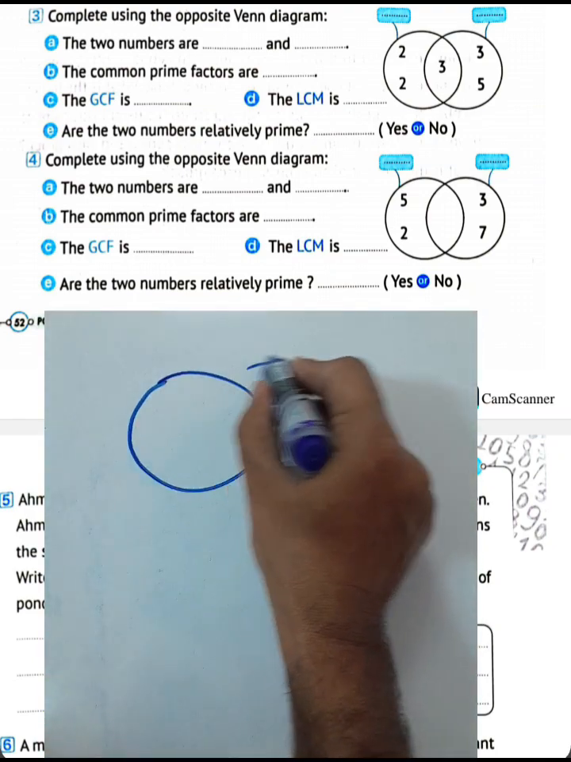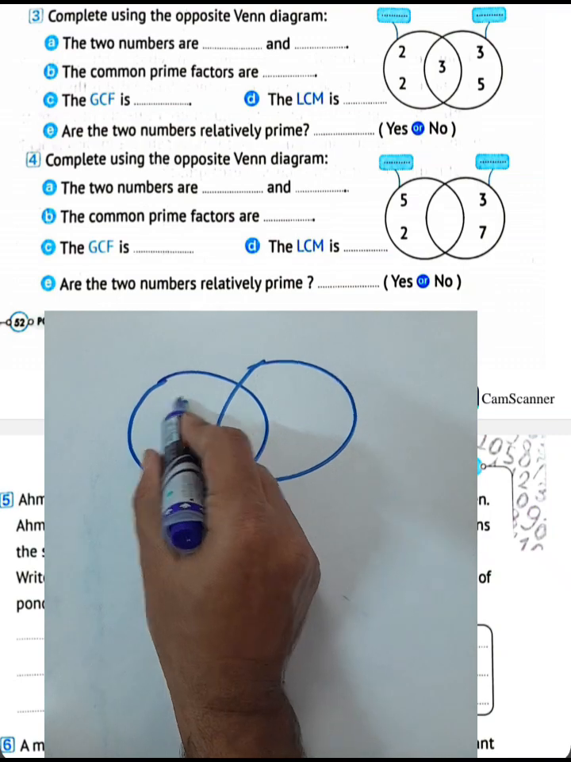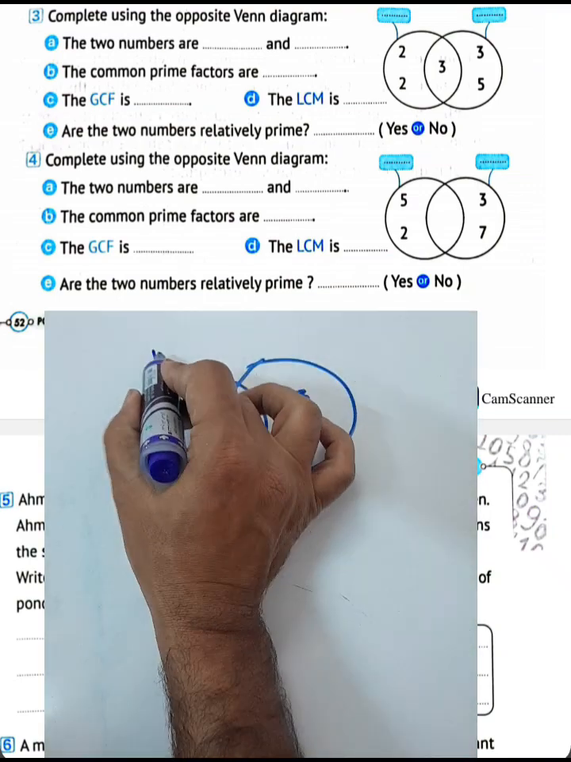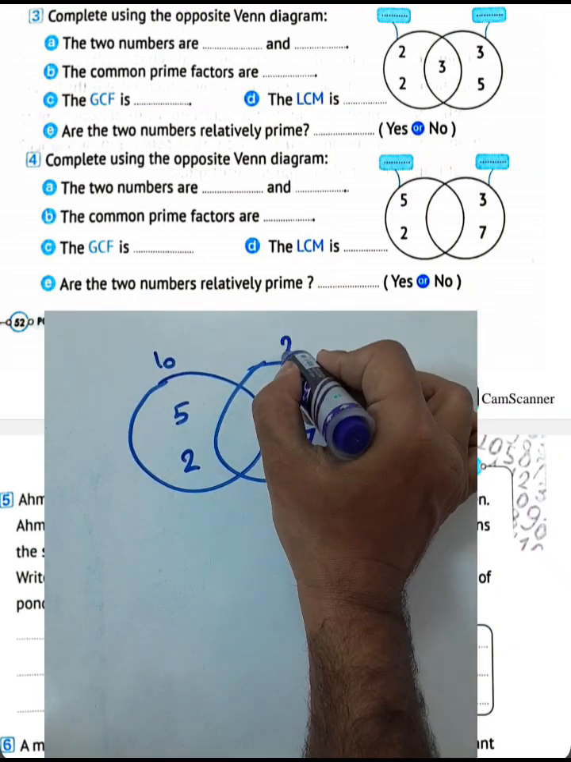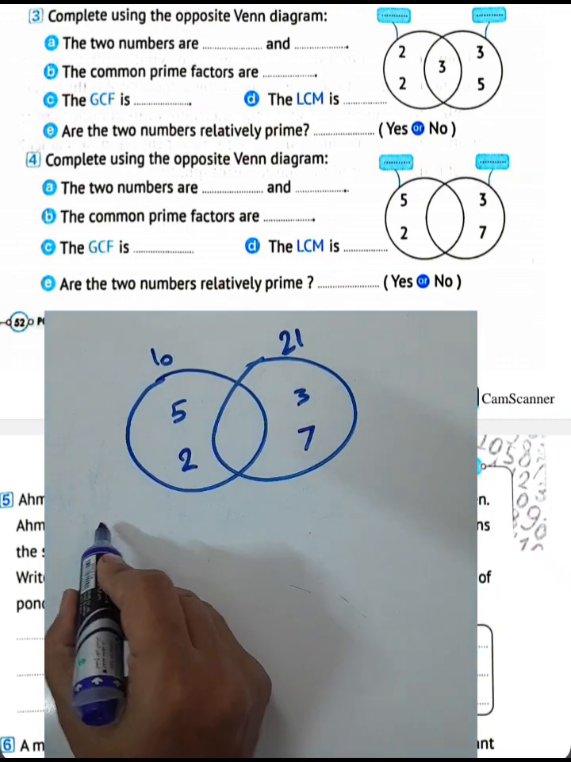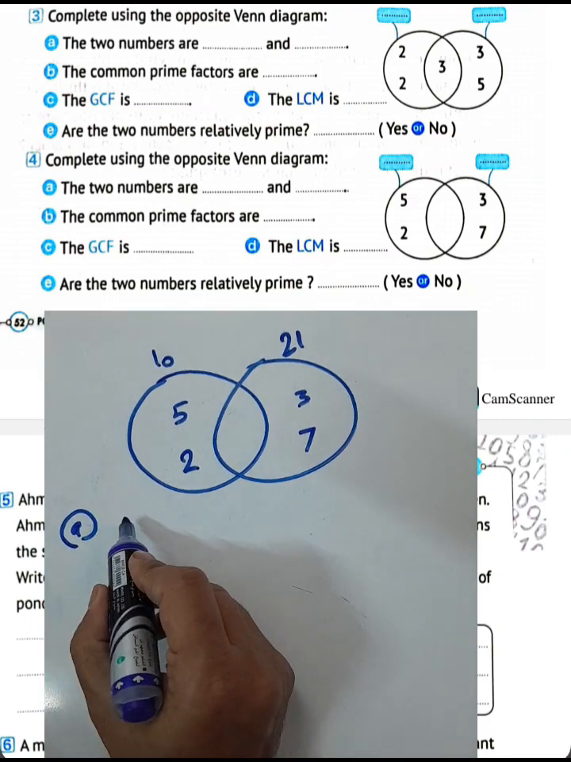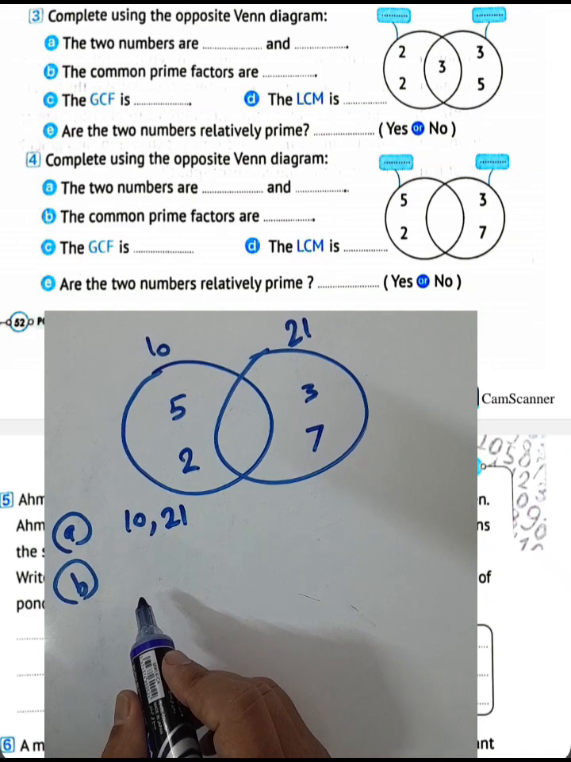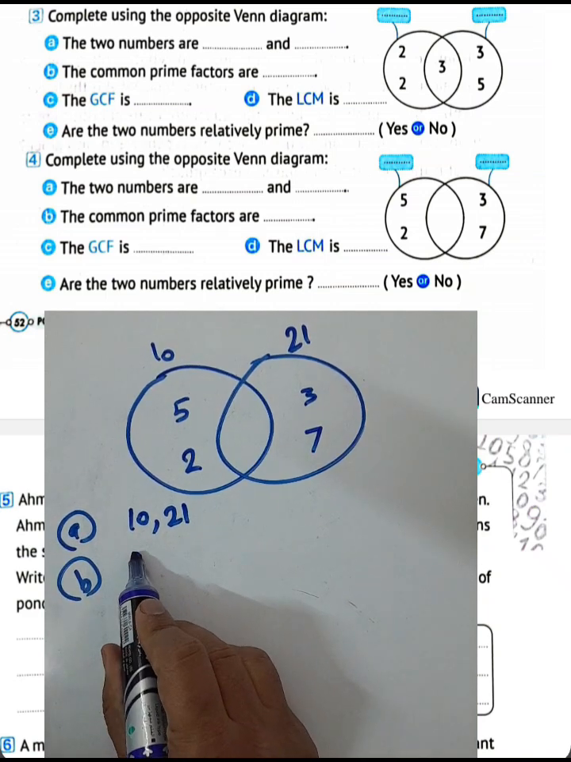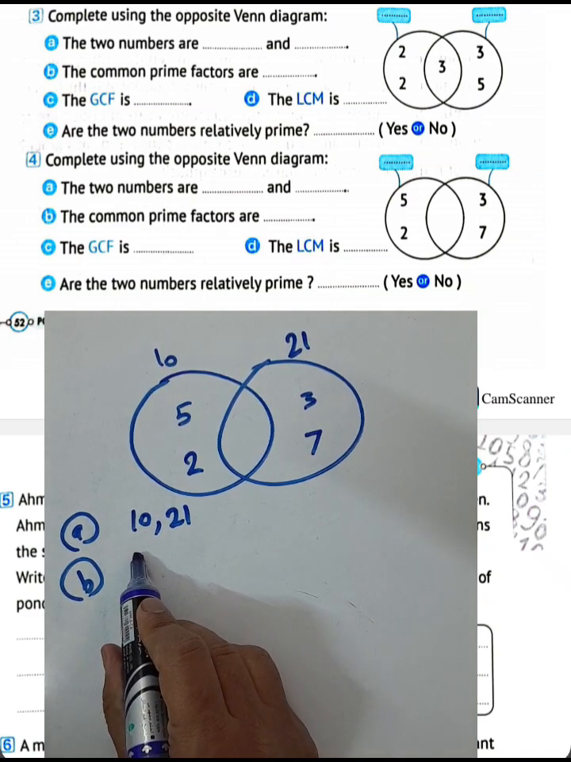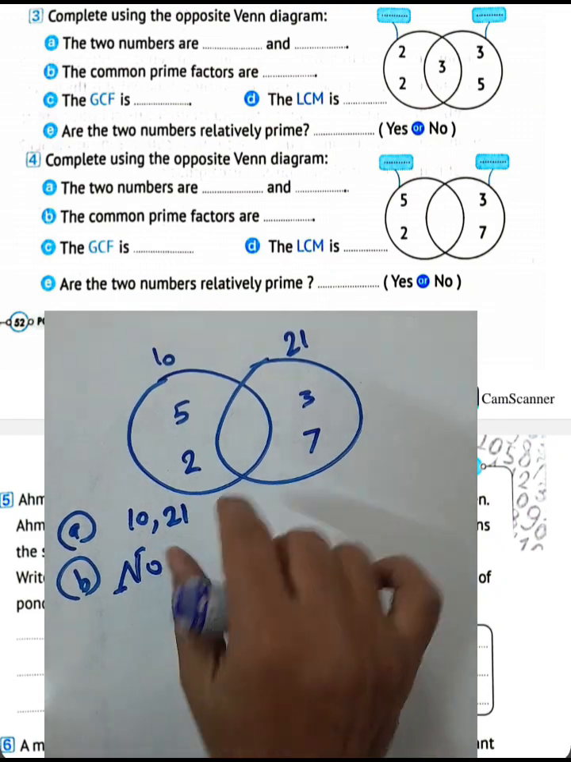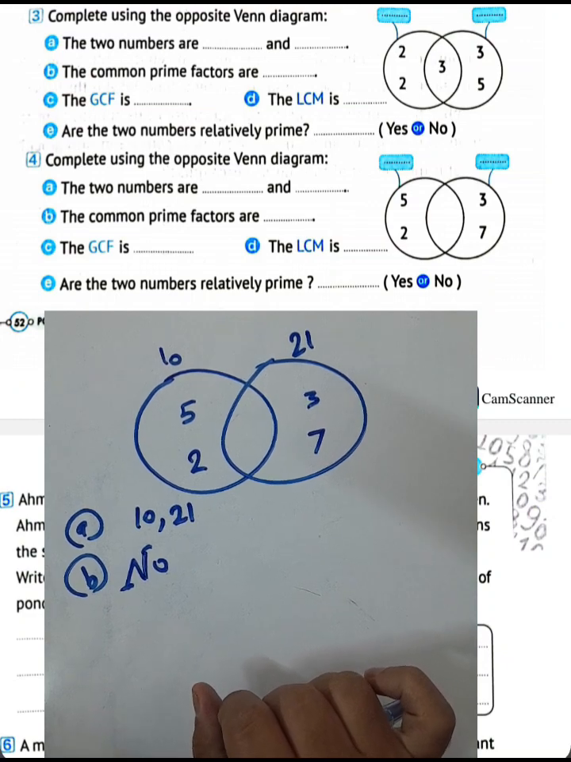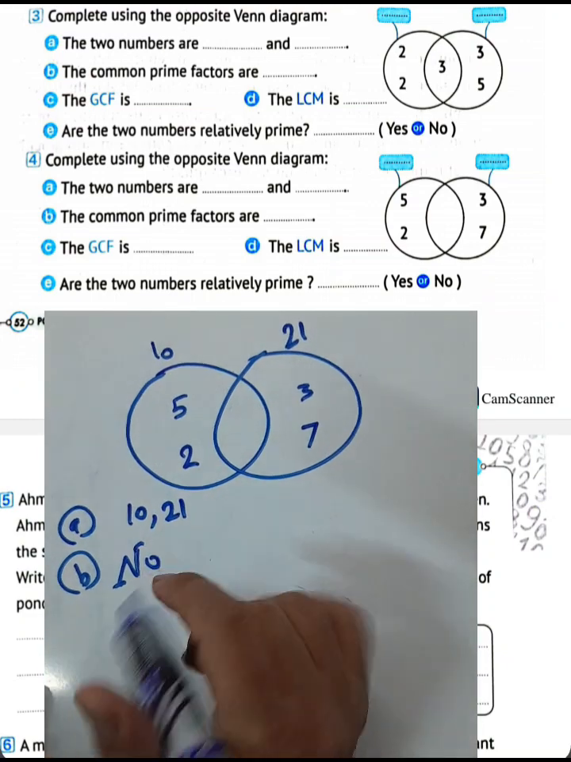question number 4. Okay, we have two circles here, 5, 2, 3 and 7. First number will be 10 and second number 3 times 7 equals 21. Two numbers will be 10 and 21. The common prime factors will be 1. Okay, we haven't common prime. No, we won't find the common prime. We haven't the common prime factors here. Okay, none. We can write none.